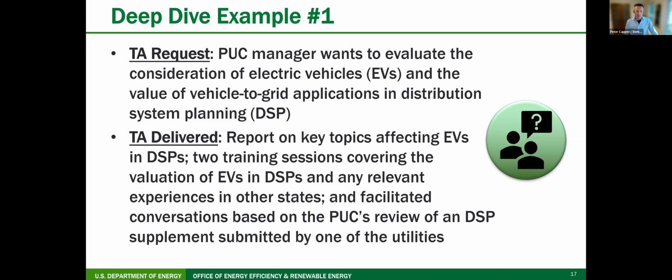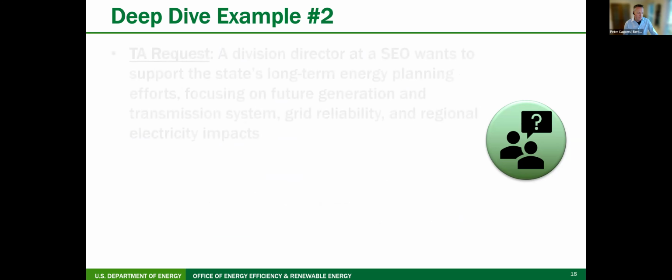The team will next develop and deliver 2 training sessions to commissioners and staff regarding how to value electric vehicle to grid opportunities as non-wires alternatives in distribution system planning, highlighting any relevant experiences from states who are already doing or at least considering this. And then last but not least, the lab team will support the PUC through a series of facilitated discussions based on a review of a utility's filing of their distribution system plan, which is the first in the state to explicitly include the effects of EV adoption in the analysis.